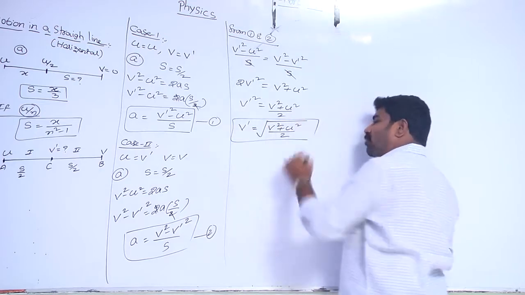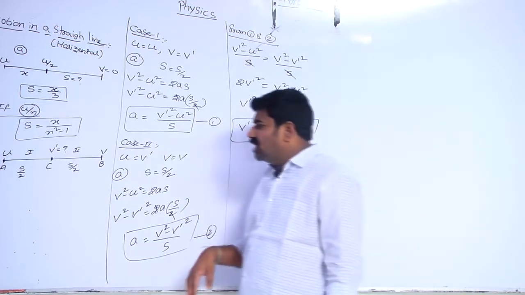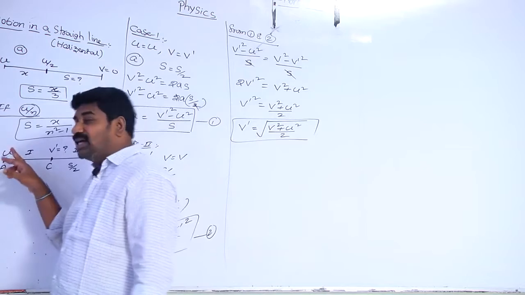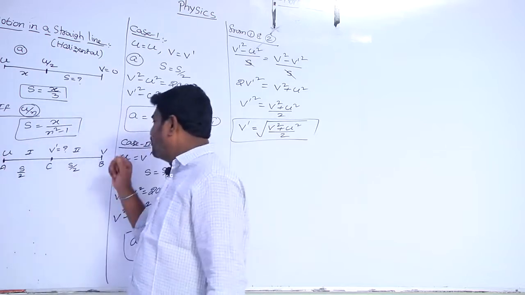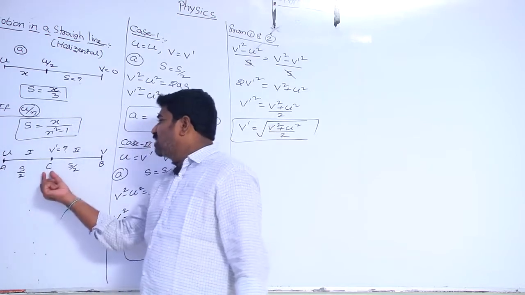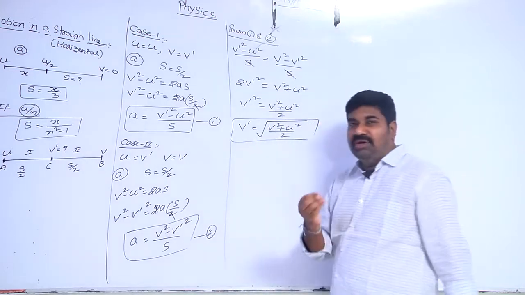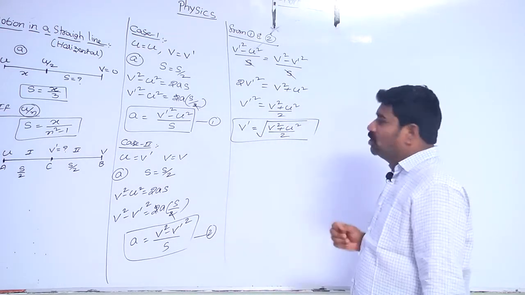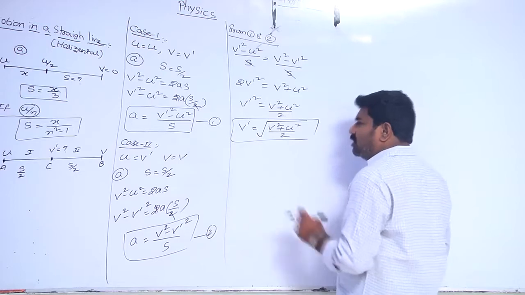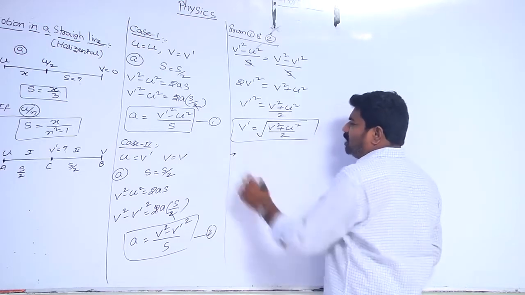So if a body moves with uniform acceleration, crossing point A with a velocity u and point B with a velocity v, then the velocity at the midpoint is the square root of v square plus u square by 2. Now, an application of this one.